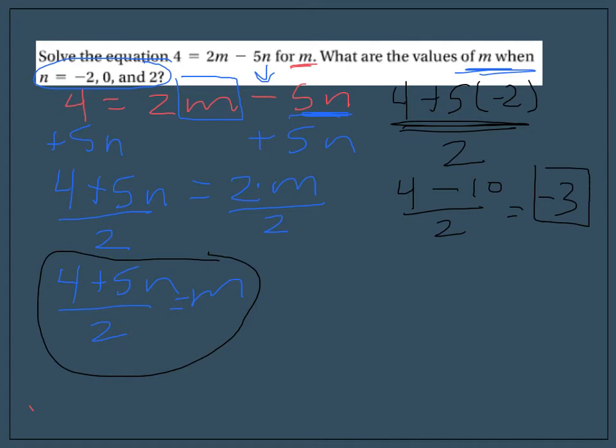Pause the video and solve for when n is equal to 2 and 0. Your other 2 answers should be 2 and 7. 5 times 0 is 0. 4 divided by 2 is 2. 5 times 2 is 10. Plus 4 is 14. And 14 divided by 2 is 7.